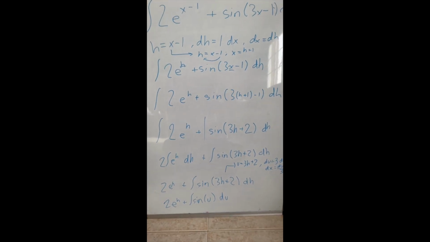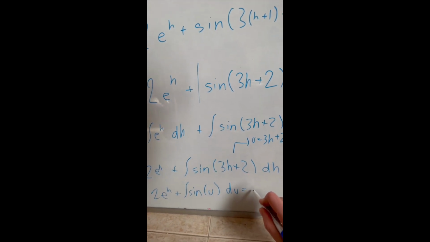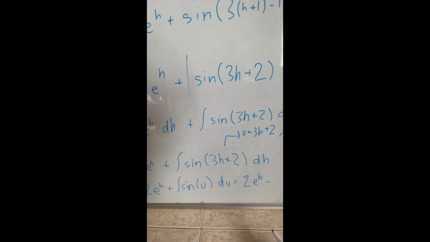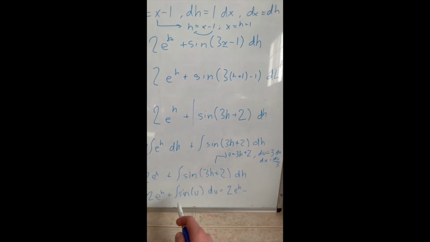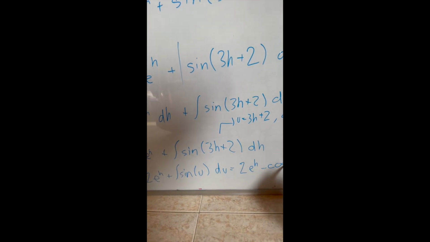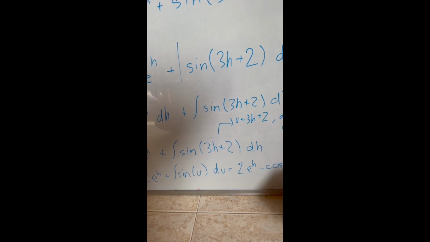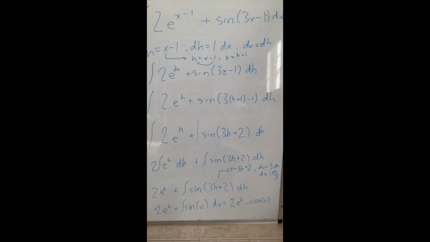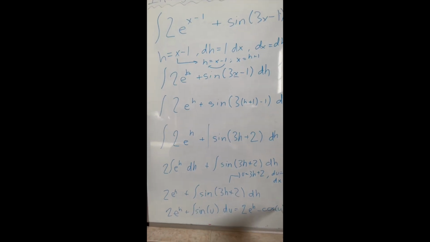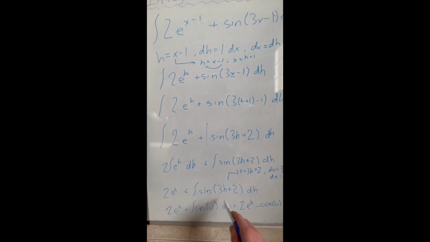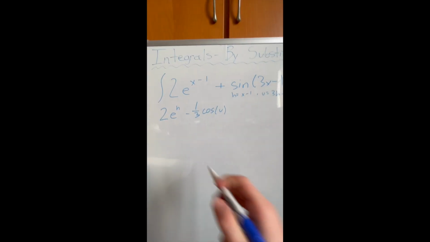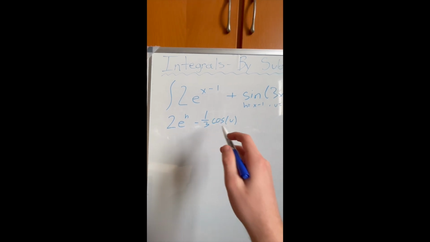And now we can solve this. This is going to be 2 times e to the power of h minus, remember that the integral of sine is minus cosine of u. And now what we do is we undo our change of variable. Here we undo h by x minus 1, and here we undo u to 3h plus 2, and then we undo this back to our x's. So we're left with 2 times e to the power of h minus 1/3 times cosine of u.